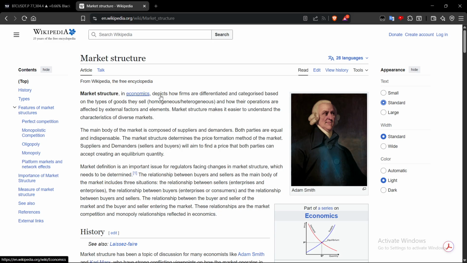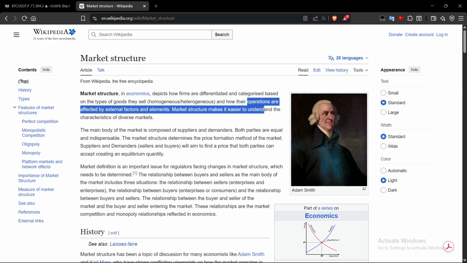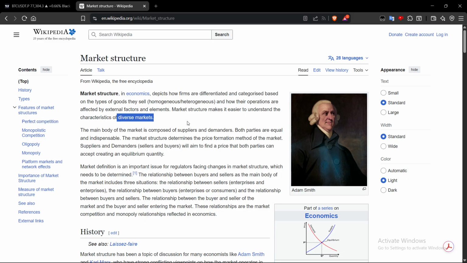Market structure in economics depicts how firms are differentiated and categorized based on types of goods they sell, homogeneous and heterogeneous, and how their operations are affected by external factors and elements. Market structure makes it easier to understand the characteristics of diverse markets. The main body of markets is composed of suppliers and demanders. Both parties are equally indispensable. The market structure determines the price formation method of the market.